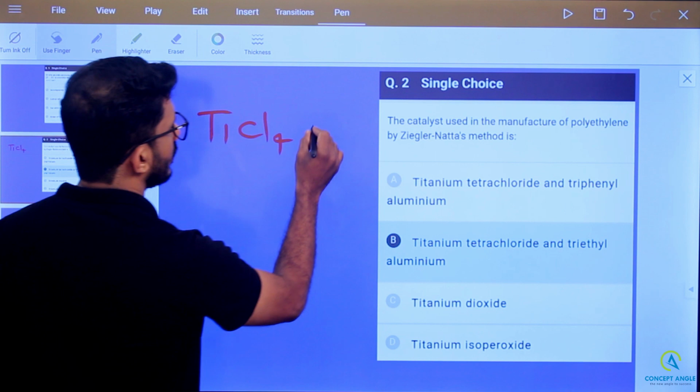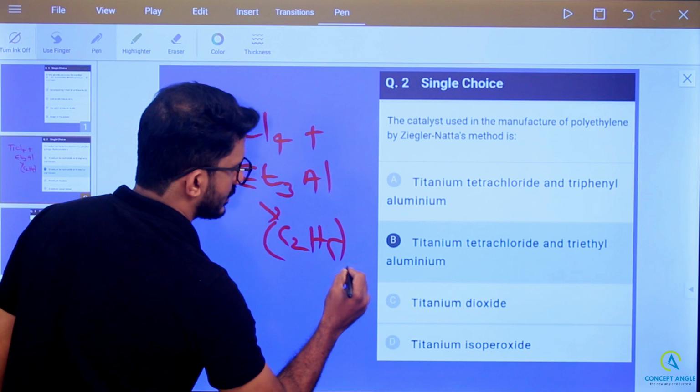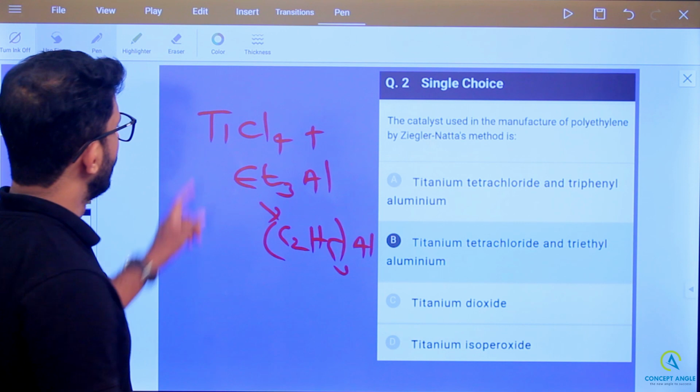TiCl4 plus triethyl, Et3Al. What is Et3? That is C2H5 thrice, aluminium. So this is Ziegler-Natta catalyst. It's a direct question.